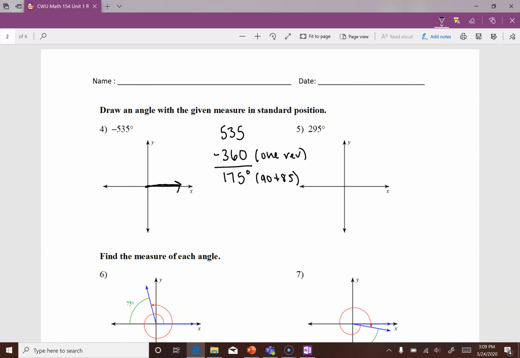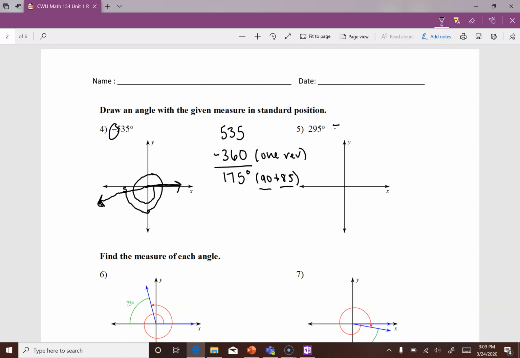So I know I have to do a full 360. I'm going this direction. How come? Well, because it's negative. And then I know I need to go a 90, so I'm going to go one more. And then I know I have to go an 85, so I'm going to go pretty far, but stop 5 degrees short. Okay, so I'm going to have that right there, and I'm going to have 5 degrees right there.